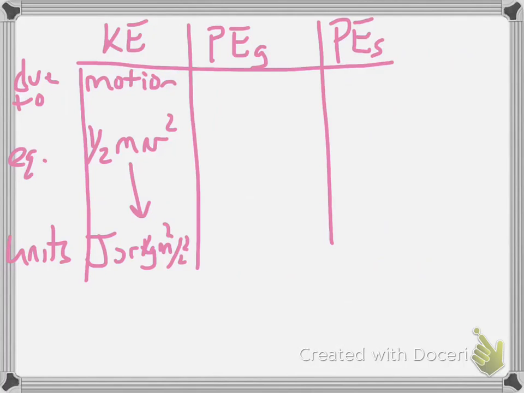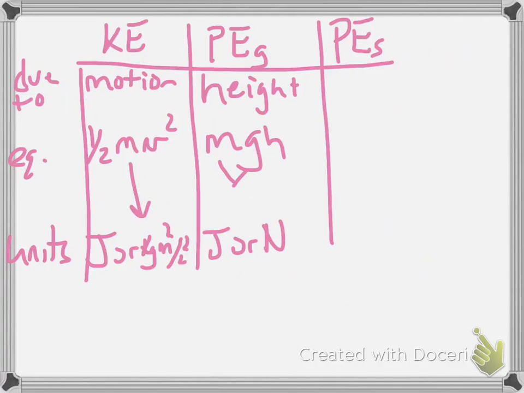Gravitational potential energy is due to an object's height or change in height. And the equation for that is mgh. And again, units are either joules or, again, it could be a Newton meter because this is a force and this is a height, so Newton meter is fine as well. Or it can be a kilogram meter squared per second squared.